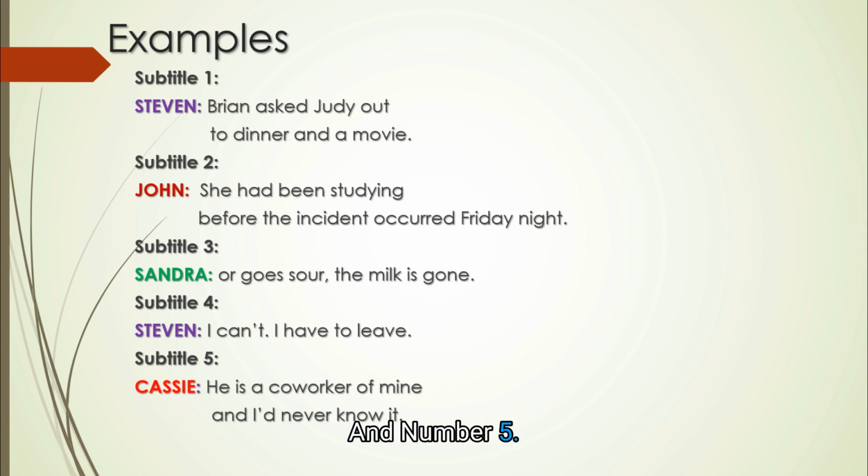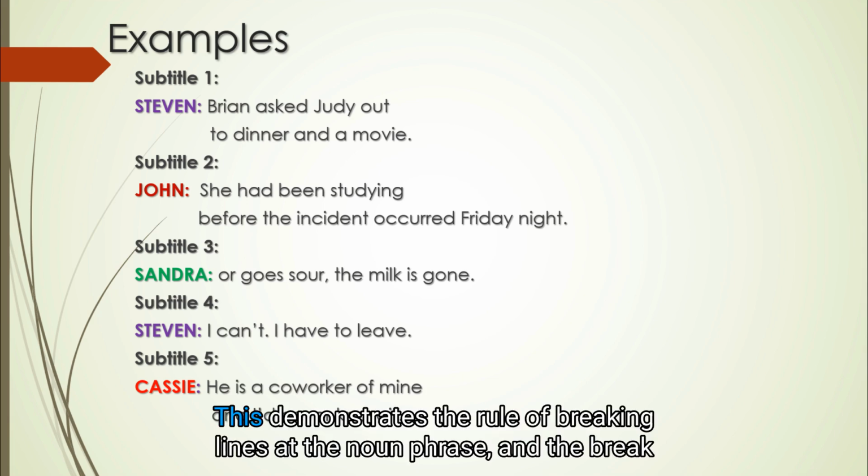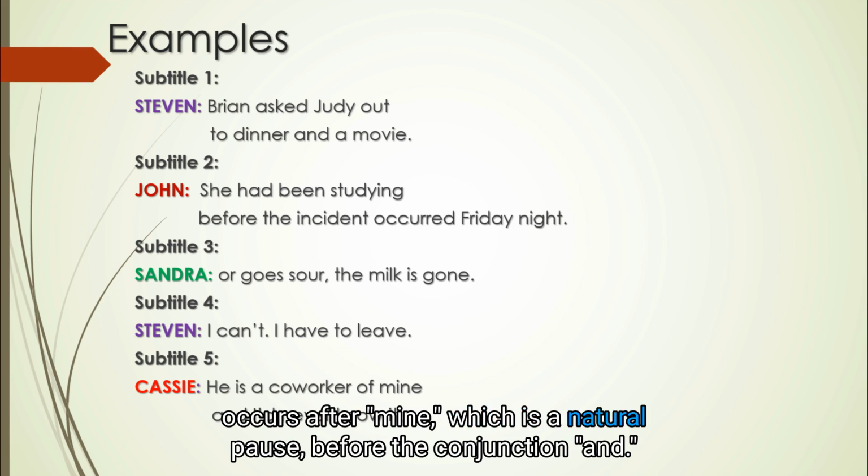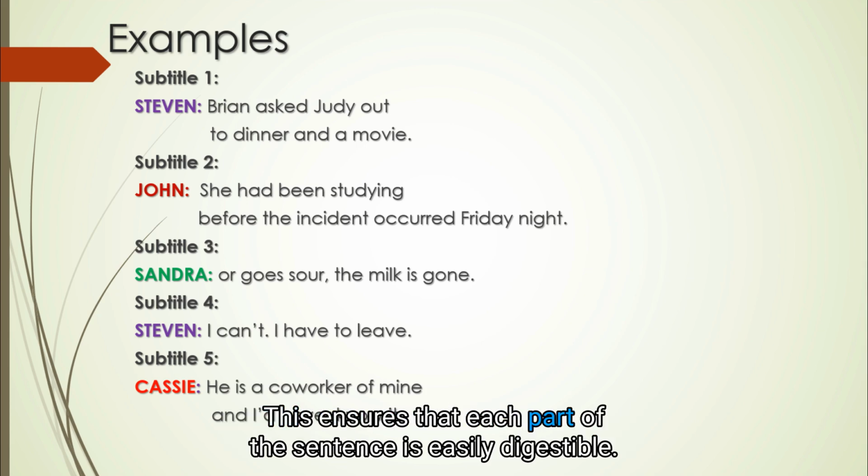And number 5: Cassie, he is a co-worker of mine, and I'd never know it. This demonstrates the rule of breaking lines at the noun phrase, and the break occurs after mine, which is a natural pause before the conjunction and. This ensures that each part of the sentence is easily digestible.